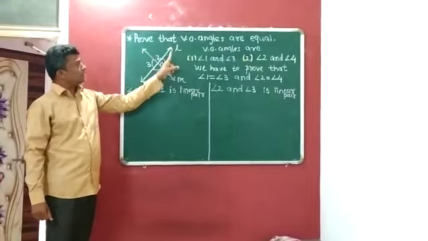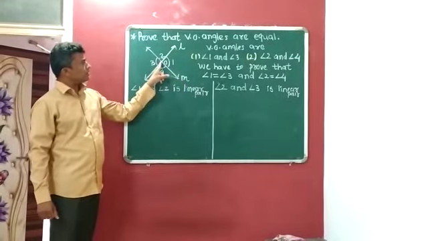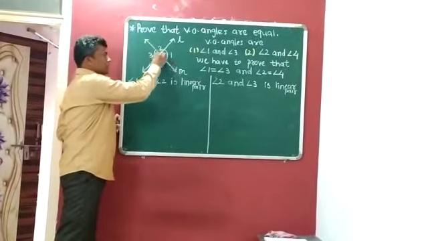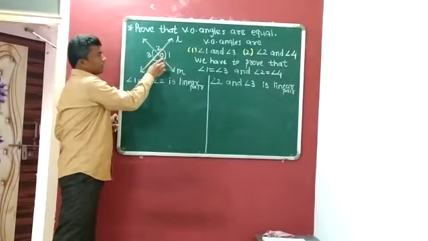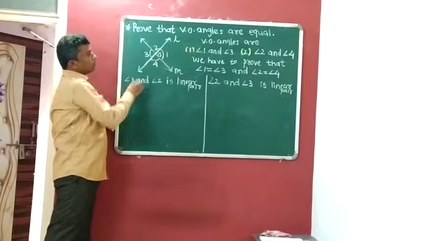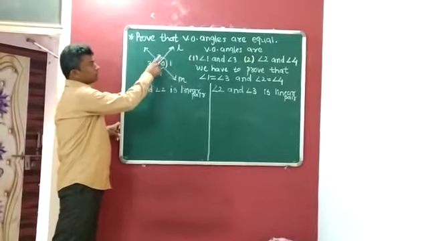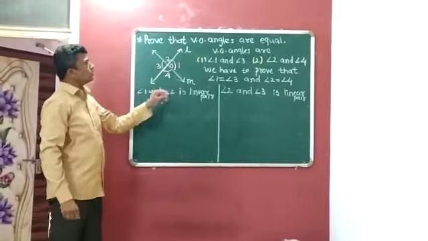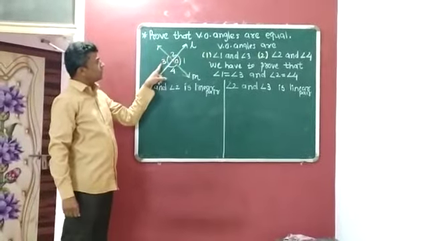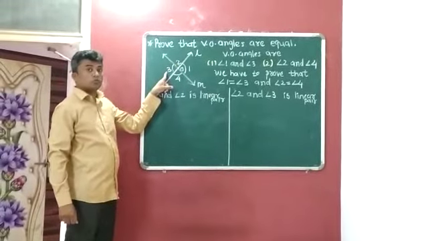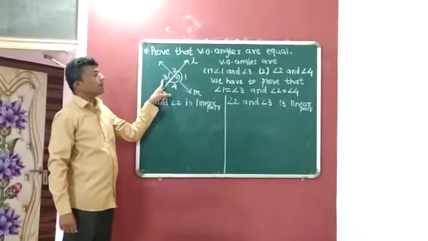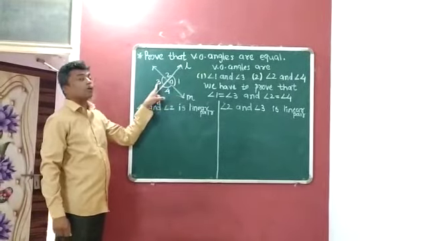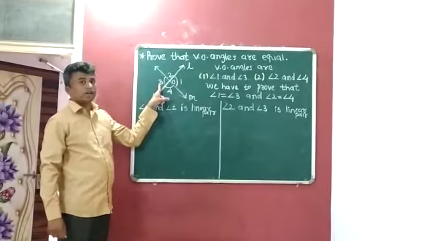In this figure, line L and line M intersect at point O. So this is line L and this is line M. They intersect at point O and four angles are formed: angle 1, angle 2, angle 3 and angle 4. Out of these four angles, angle 1 and angle 3 are exactly opposite to each other and they cannot have any common arms. So angle 1 and angle 3 is one pair of vertically opposite angles.